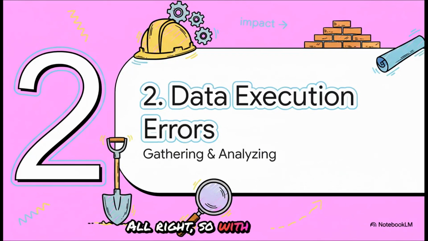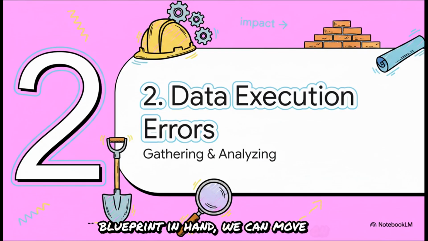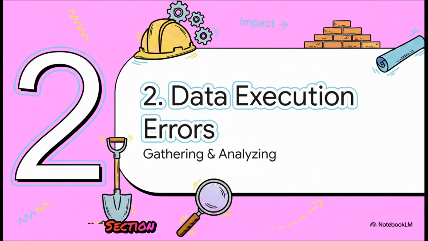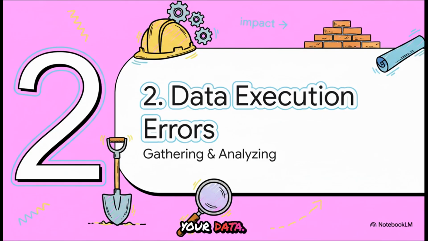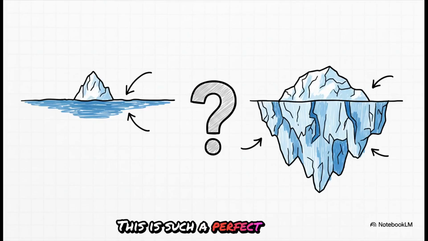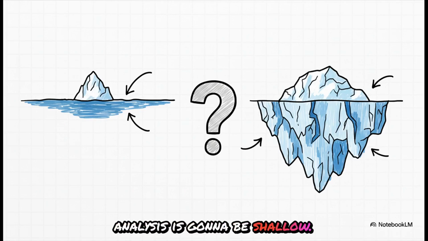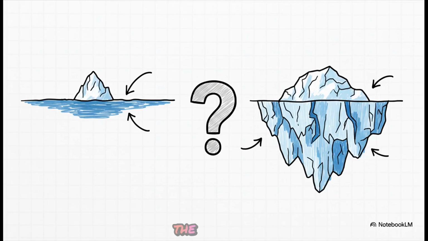All right, so with a solid blueprint in hand, we can move on to the construction phase. Section 2 is all about errors in data execution, the hands-on work of actually gathering and making sense of your data. This is such a perfect way to think about it. You could have the best research plan in the world, but if your questions only scratch the surface, if they only get you that thin data, your whole analysis is going to be shallow. It's like seeing just the tip of the iceberg.